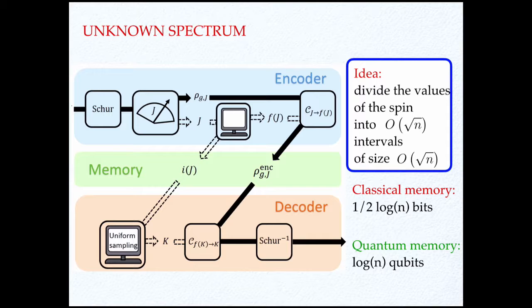When we find the value J, we will have a certain quantum state that depends on J. We will first convert this into the value of the angular momentum corresponding to the interval, encode that into the memory, and then finally decode. So overall, this protocol uses log n qubits and 1/2 log n bits for a total of 3/2 log n if you just look at the overall memory.